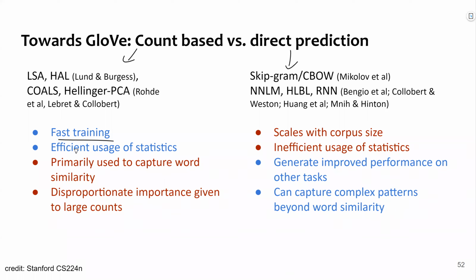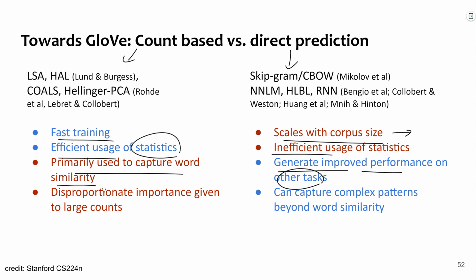Count-based is fast and efficient because it uses statistics. However, it can only capture similarity; it can do no other jobs. And it gives disproportionate importance to large counts. Direct prediction scales with corpus size, so it becomes slower as the corpus size increases, and it does not use the statistics that much. However, it generates improved performance on other tasks and can capture complex patterns beyond word similarities.